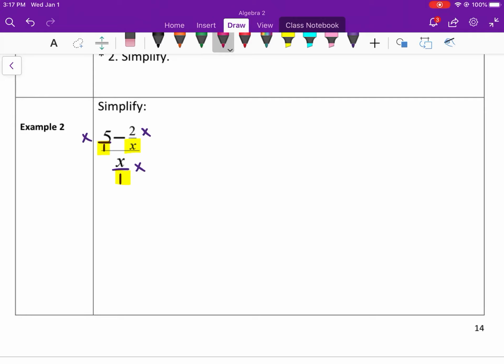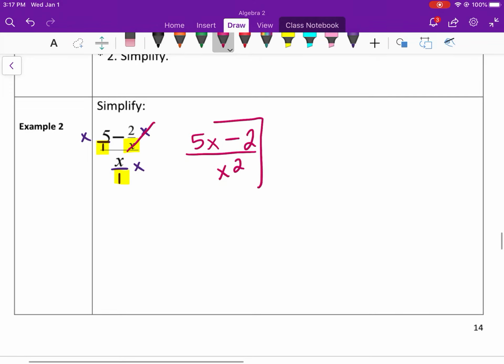So here we get 5x over 1. It's just going to be 5x minus, then 2x over x. The x's will cancel, so minus 2, all over x squared. And then I can't take anything out of the top, and I can't take anything out of the bottom, so that is your answer. So I used method 2 there, where the lowest common denominator of all of the parts was just an x.